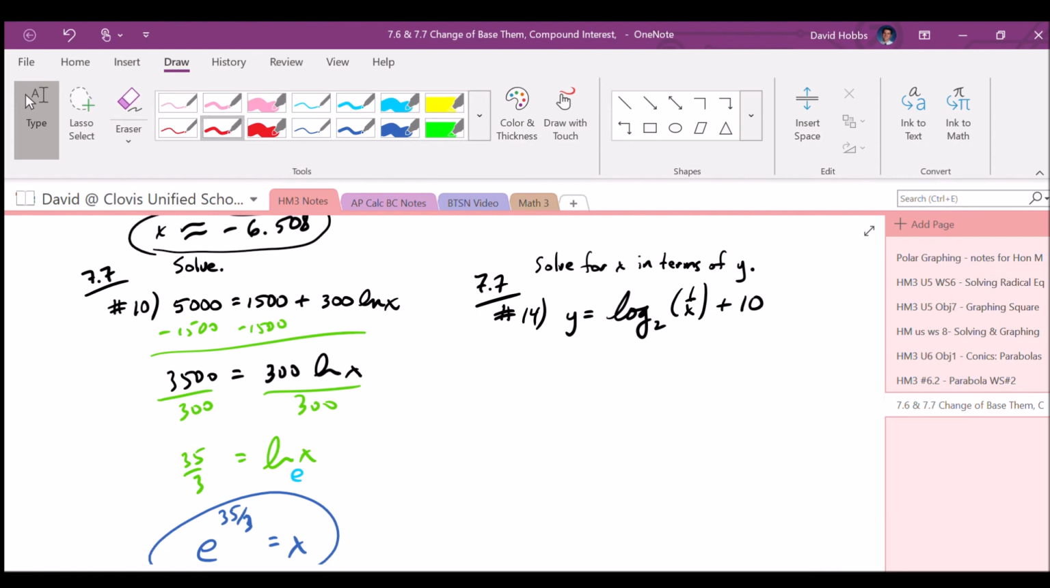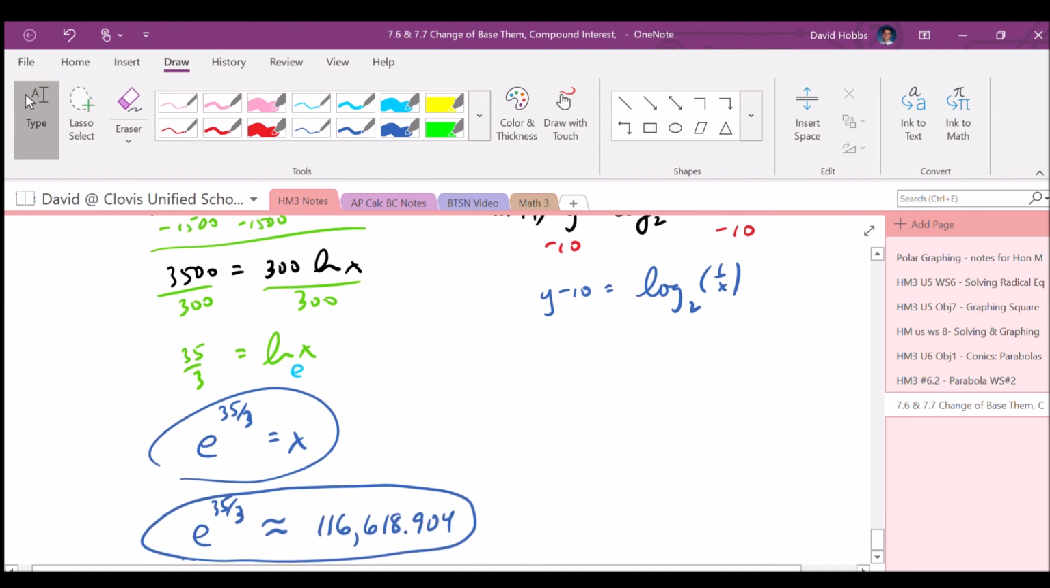So, looking at this, I think I would subtract 10 first. And so we get y minus 10 equals log of 1 over x base 2. And we look and we go, oh, we could use definitional logarithm. So 2 to the y minus 10 equals 1 over x. Okay, now we're solving for x, not 1 over x. Of course, 1 over x is x to the negative 1.